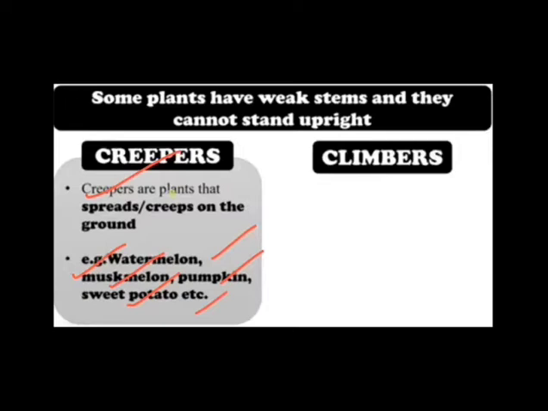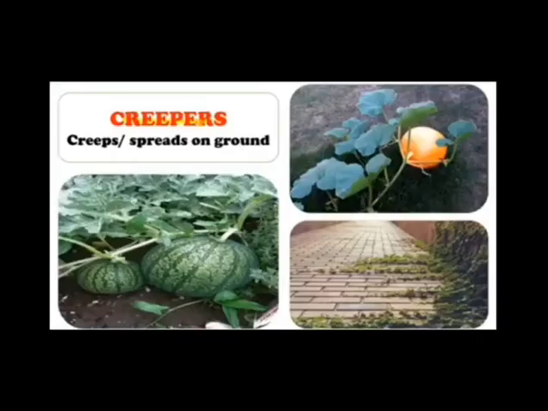So let's see some examples of creepers. This is a watermelon plant. This is an example of a creeper. This plant spreads on the ground. They cannot stand upright. They creep or spread on the ground. Now this is the pumpkin. This is also a creeper which creeps or spreads on the ground, right?